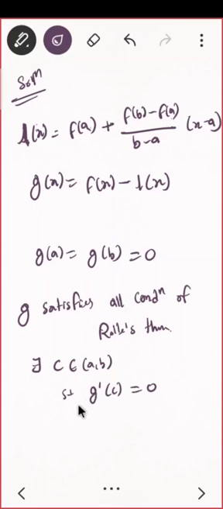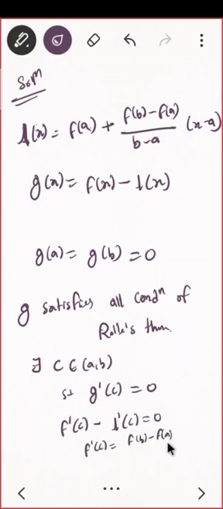That means it will be f dash of C minus L dash of C. It must be 0. पहले L dash निकालो. What is L dash? This is 0. X minus a का derivative, and it will be this whole thing f of b minus f of a. So I'll be having what? F dash of C is equal to f of b minus f of a upon b minus a. That's it. Hence proved.